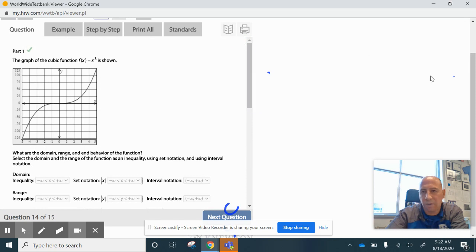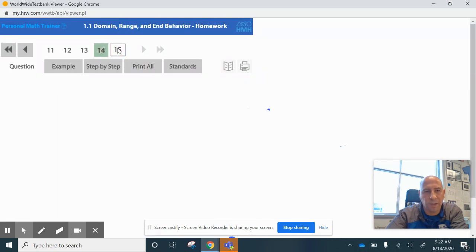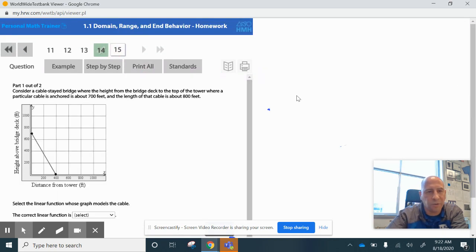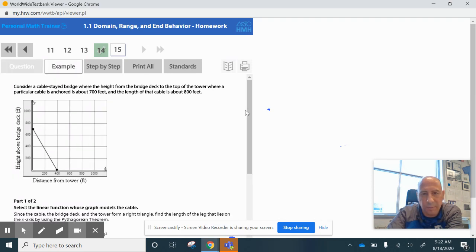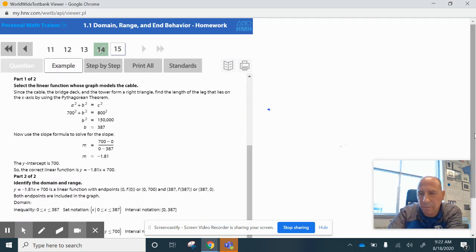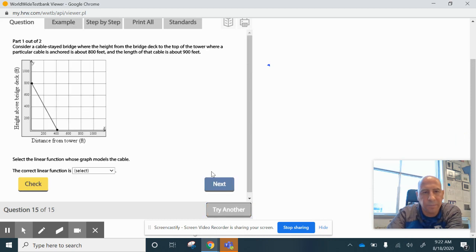All right. Good. Let's move on to the last question, 15. Consider a cable stayed bridge where the height from the bridge deck to the top of the tower where a particular cable is anchored is about 800 feet and the length of the cable is about 900 feet. Select the linear function that models the graph of the function.